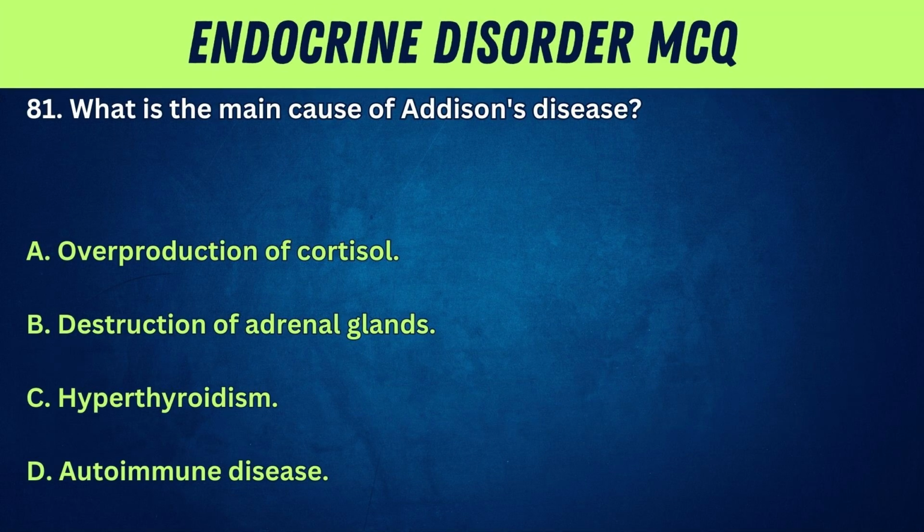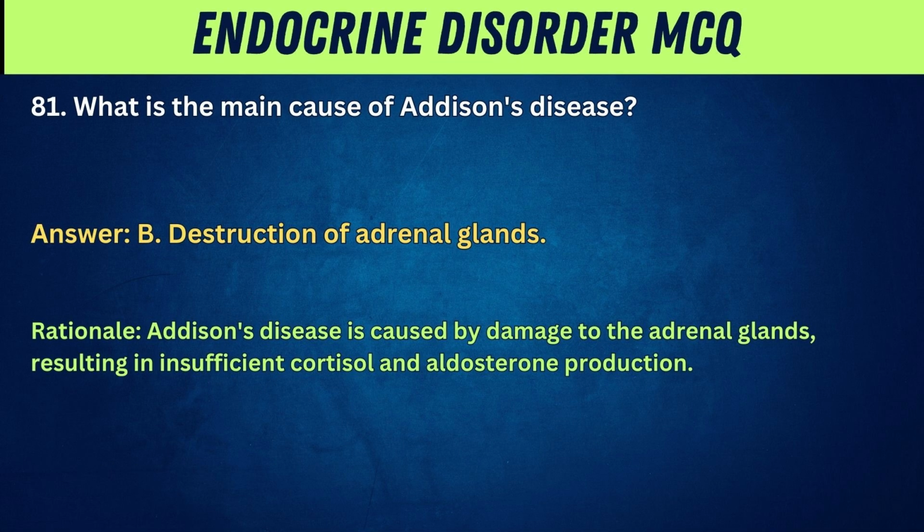81. What is the main cause of Addison's disease? A. Overproduction of cortisol. B. Destruction of adrenal glands. C. Hyperthyroidism. D. Autoimmune disease. Answer: B. Destruction of adrenal glands. Rationale: Addison's disease is caused by damage to the adrenal glands, resulting in insufficient cortisol and aldosterone production.